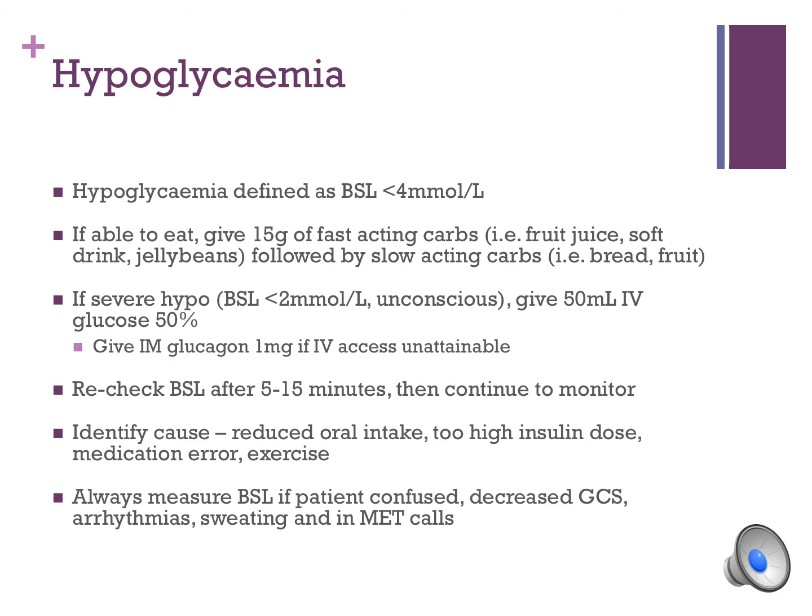It's important to note that in hospital, all cordial is sugar-free, so it wouldn't be effective in raising the patient's blood sugar levels. So an option is to add 2 teaspoons of sugar to the cordial. However, if the patient can't eat because they're unconscious or if there's severe hypo, you would give 50 ml of IV glucose 50%. In the case where IV access is unattainable, you would give an intramuscular injection of glucagon 1 milligram.